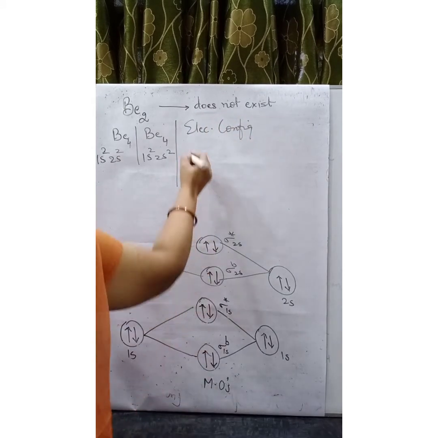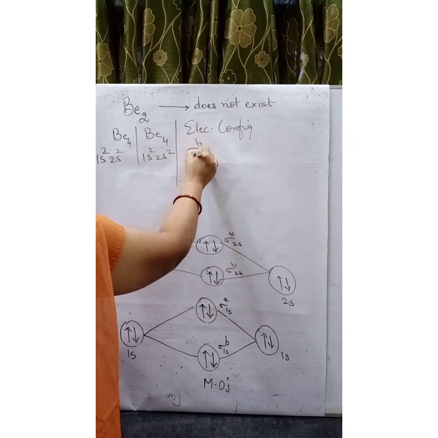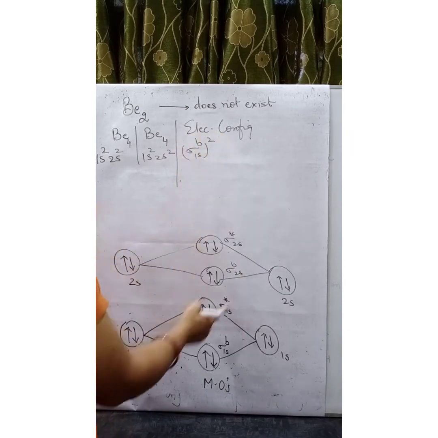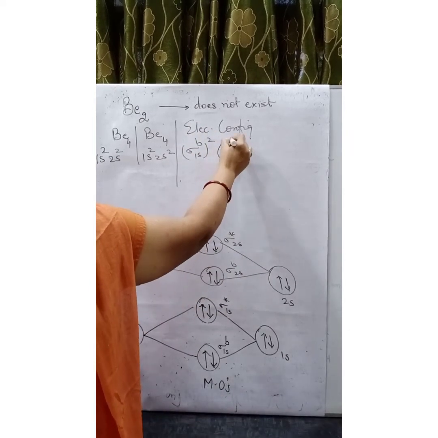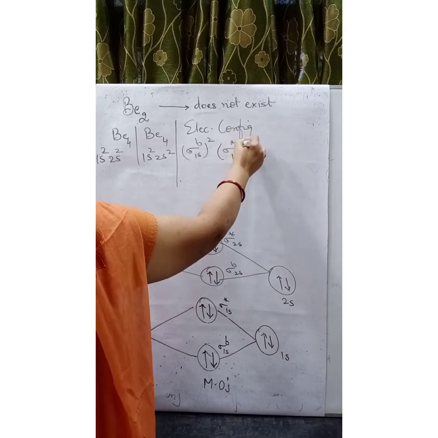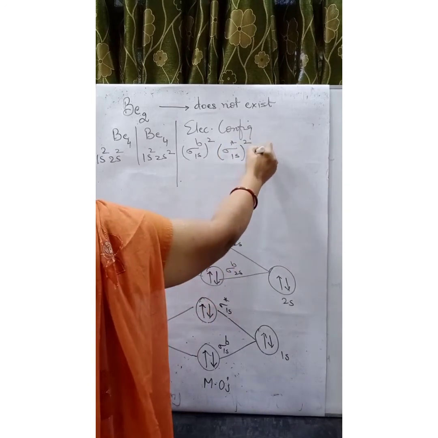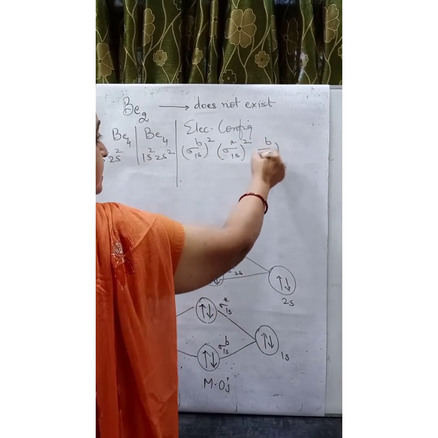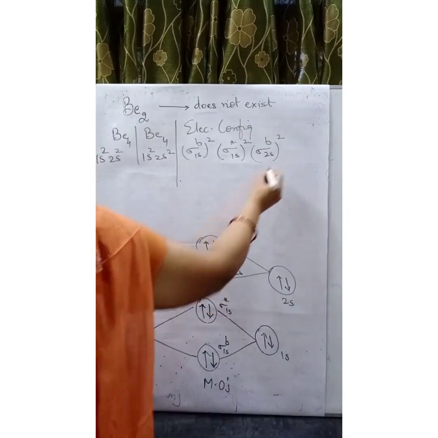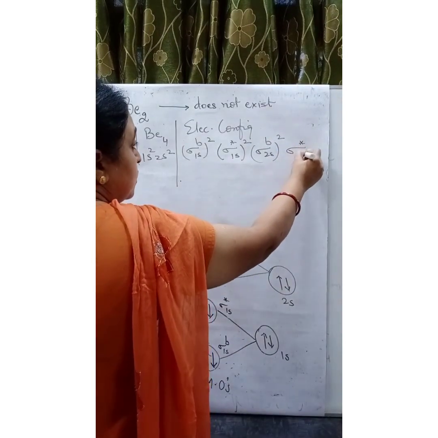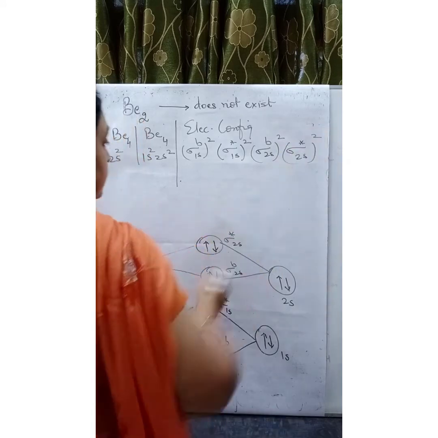Start from here. Sigma bonding 1s is having 2 electrons. Then sigma anti-bonding 1s having 2 electrons. Then sigma bonding 2s is having 2 electrons. Sigma anti-bonding 2s is having 2 electrons.